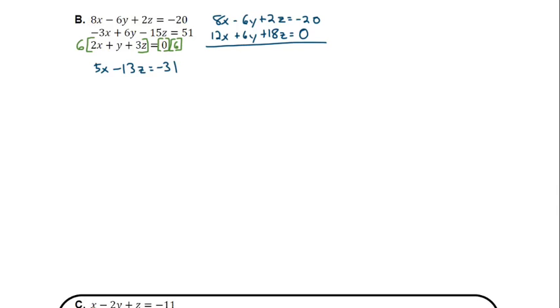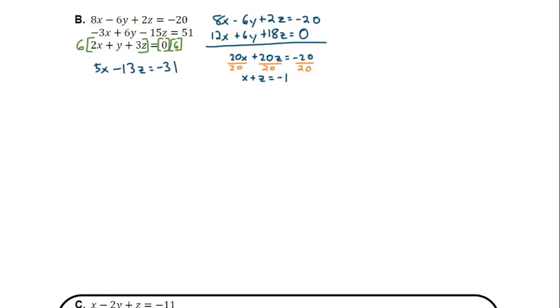Now let's add up. 8 plus 12 is 20, so 20x. -6 plus 6 is 0, so no y's. 2 plus 18, well, that's 20z equals negative 20 plus 0. Well, that's negative 20. And yeah, let's go ahead and simplify that. I can divide all those by 20. So x plus z equals negative 1. And just again to reiterate, I divided all these by 20 all the way across just to simplify the equation a little bit. Cool? So now I'm down to two equations.